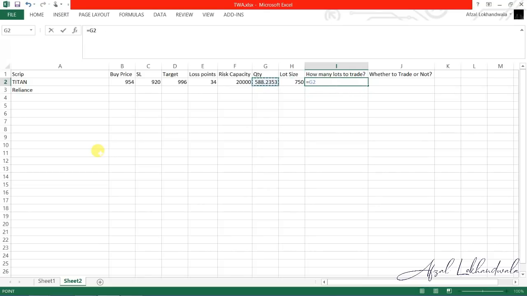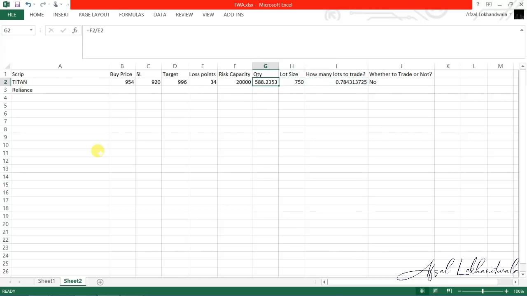It will be divided by 588 divided by 750. So the answer comes to 0.78. So whether you will take this trade or not? No. Why? Because there is no lot size called 0.78. If it would have been 1 or above 1, we would have taken this one lot.